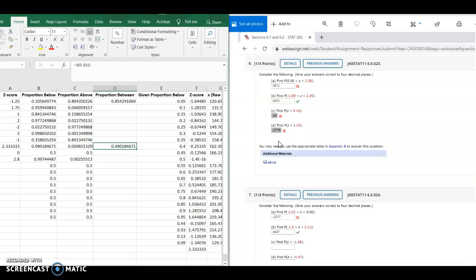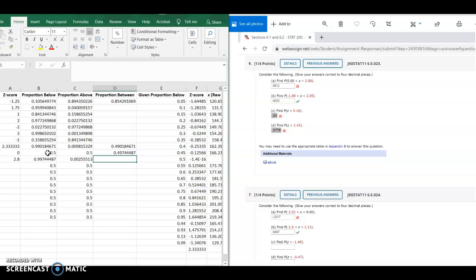So what we do is we have to calculate the difference in the bigger area below and the smaller area below. So I'm going to type equals, the bigger area below is of course for the bigger z-score, minus the smaller area below is of course for the smaller z-score. And boom, there's our area between.